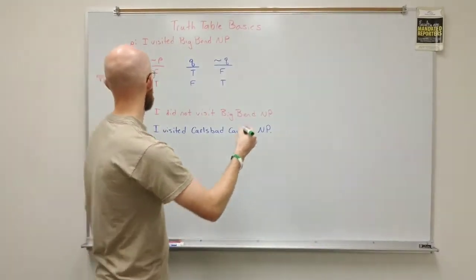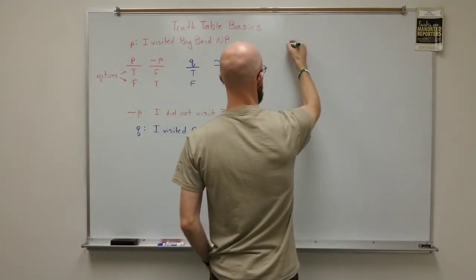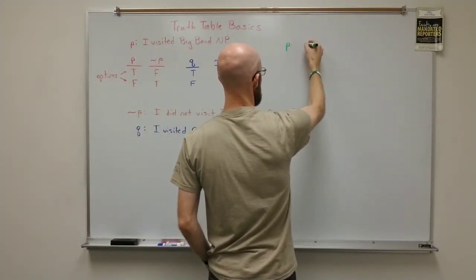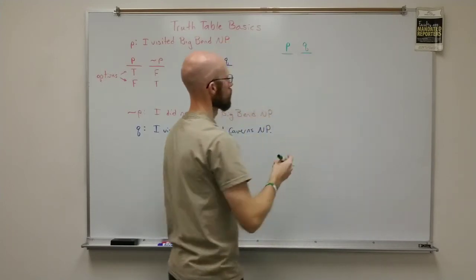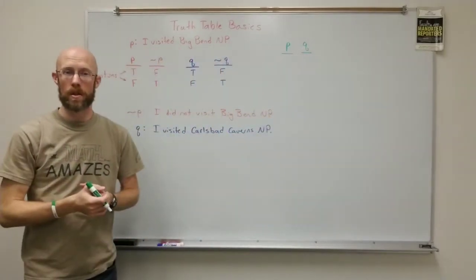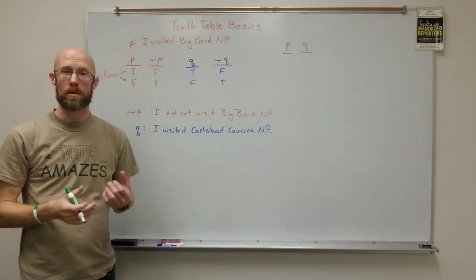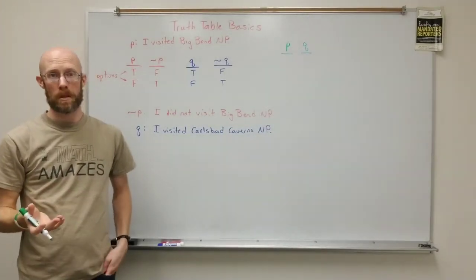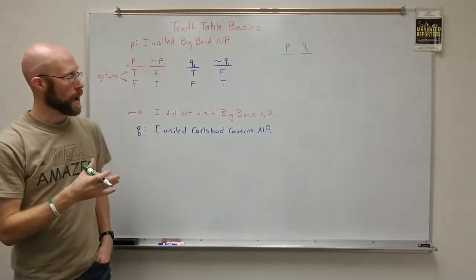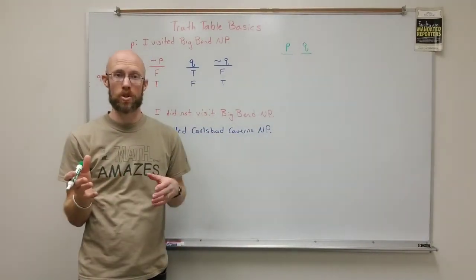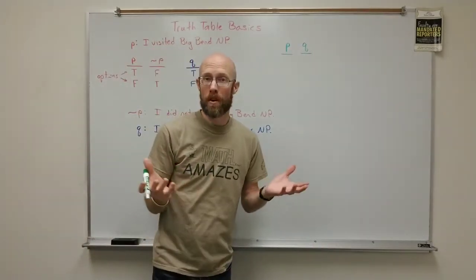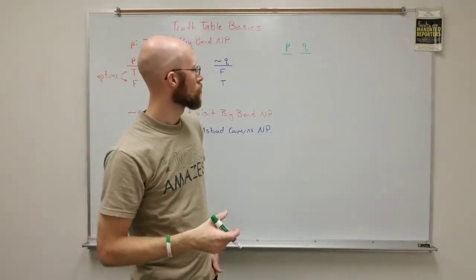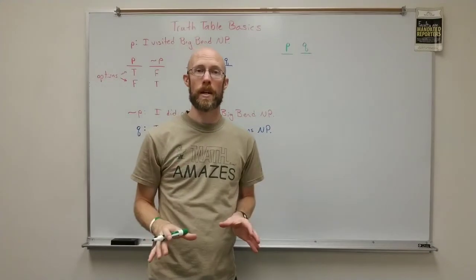I'm going to set this up over on the other side. So we have the truth of P and the truth of Q. We don't know necessarily. P could be true, Q could be true. P could be false, Q could be false. So there are some options. It could be the case that one is true and the other is false, or that both are true, or that both are false. We don't know, so we've got to write out all those different combinations.